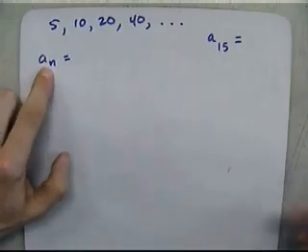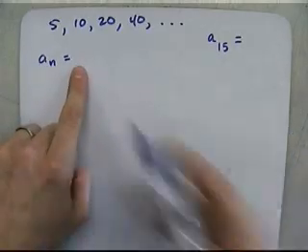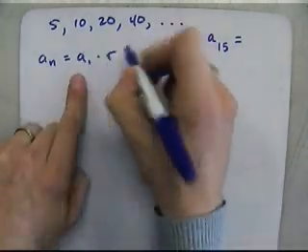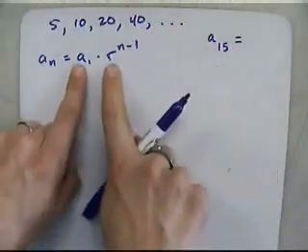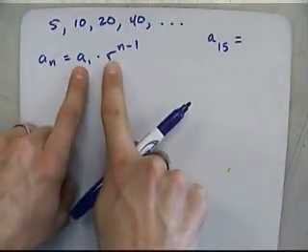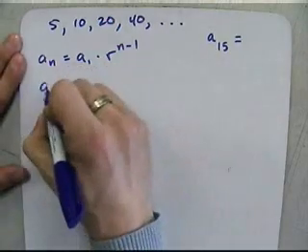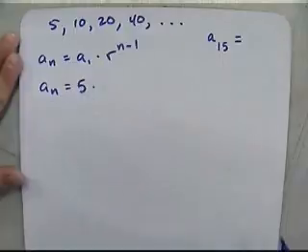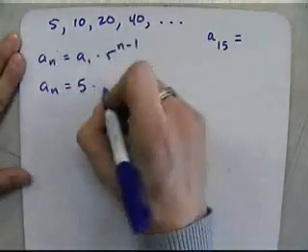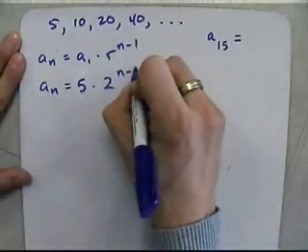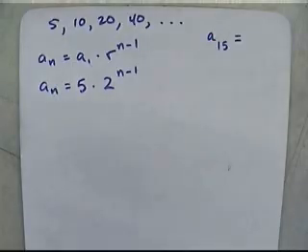So I want to write my generic right here, a sub n. The first term a sub 1 multiplied by r to the n minus 1 power. So really I just need these two guys right here: the first term and the ratio, assuming that it's geometric. The first term is 5, so a sub n equals 5 multiplied by the ratio. The ratio was 2 on this one, so it's 2 raised to the n minus 1 power.